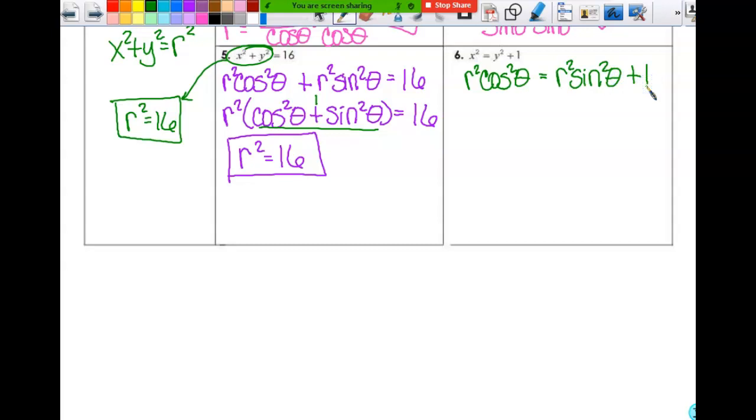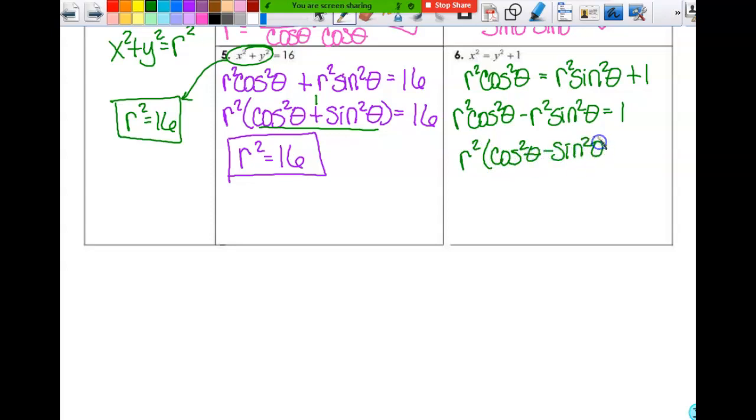So just like any time you're solving anything else, I'm trying to get r by itself, so I need all my r's on one side. So I'm going to subtract this over here, and I'll get r squared cosine squared theta minus r squared sine squared theta equals 1. So then just like what happened here, I can factor out a GCF. So I get r squared times cosine squared theta minus sine squared theta equals 1. Now, cosine squared minus sine squared doesn't equal 1.